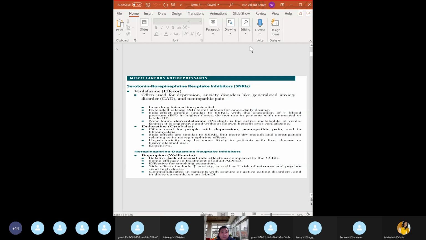Duloxetine is your Cymbalta, high yield, used for people with depression, neuropathic pain, and fibromyalgia. Side effects similar to SSRIs, but more dry mouth and constipation. Beware of hepatotoxicity, so you need to get a liver function test before giving them Cymbalta. And of course, it's very expensive. Question, guys, SSRIs can increase the level of a drug. Think about the coagulation cascade.